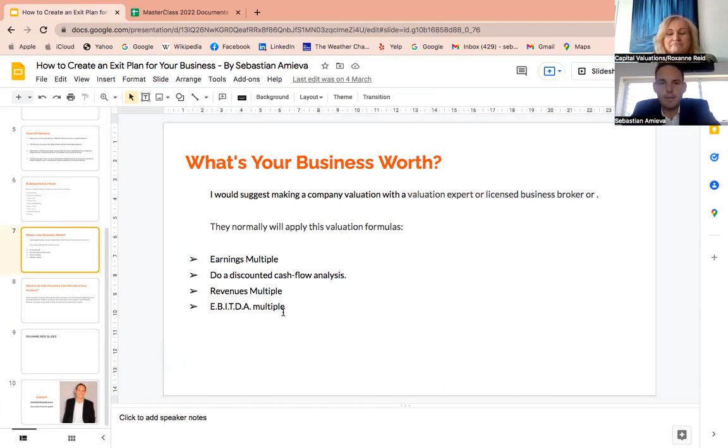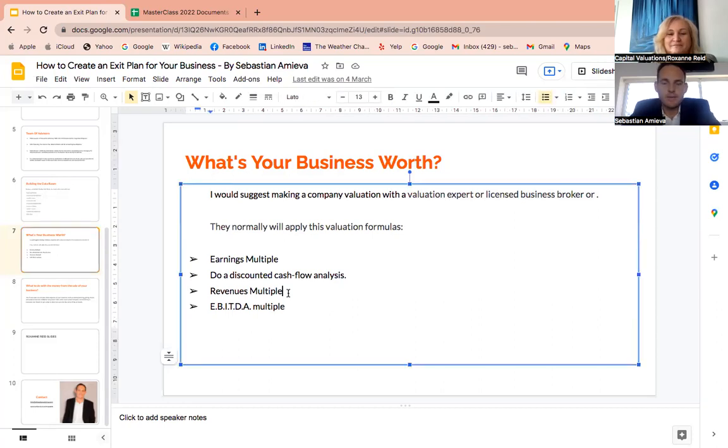I don't want to go in depth with the EBITDA multiple or revenue multiples, because each industry has different multiples, right? It's not the same making a valuation for a healthcare company or a trucking company. Earnings multiple, the same. It's not the same making a valuation using earnings multiple for a trucking company, a manufacturing, or an IT or cybersecurity company. And discounted cash flow analysis can be applied for most industries and sectors, right?